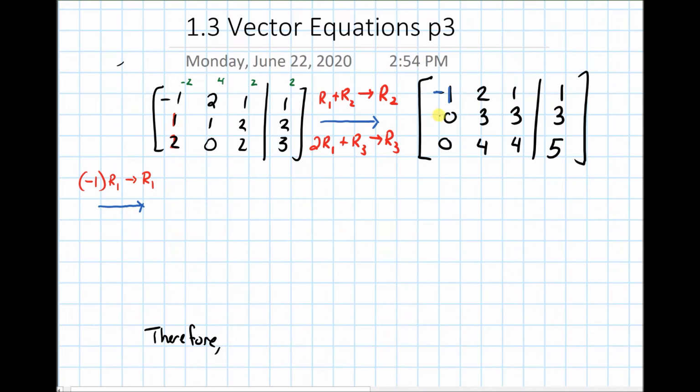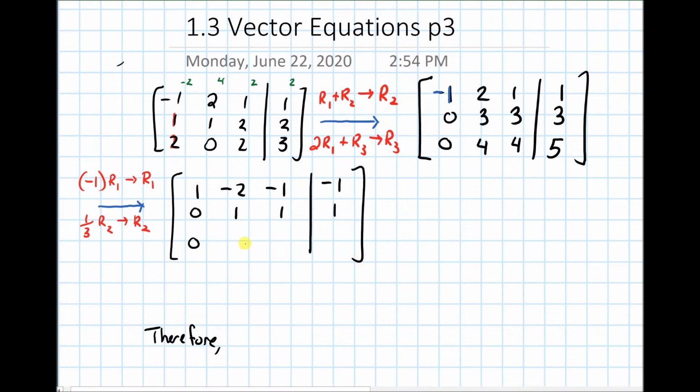The second row, I notice everything is a multiple of 3. So let's multiply the second row by 1/3 and insert that into the second row. That's going to let me simplify. So the first row, everything changes signs. I'll get 1, negative 2, negative 1, augmented with negative 1. Second row gets divided by 3, so 0, 1, 1, 1. And the third row stays the same as 0, 4, 4, 5.